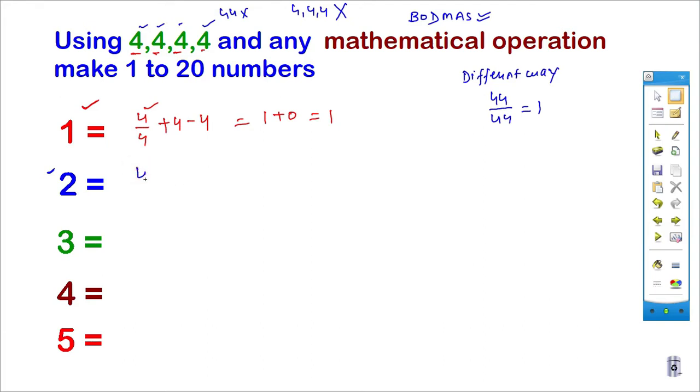I hope you come to know: 4 by 4 plus 4 by 4, and this is 1 plus 1, again 2.